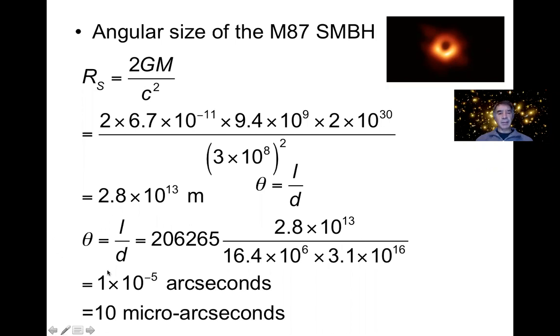And then you can work out the angular size as usual, just L over D in radians, but then scale up by this factor to give you arc seconds. That gives you 10 to the minus 5 arc seconds, or 10 micro arc seconds. So that's the radius. The diameter of this thing is about 20 micro arc seconds. The shadow effect here is a bit larger than that, like 30, 40 micro arc seconds. But as I said, this is the highest angular resolution image ever made.